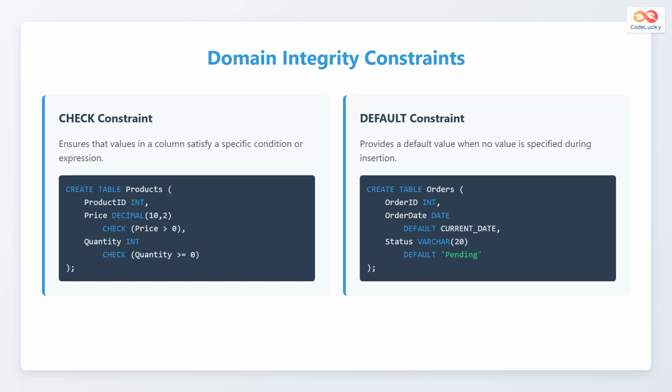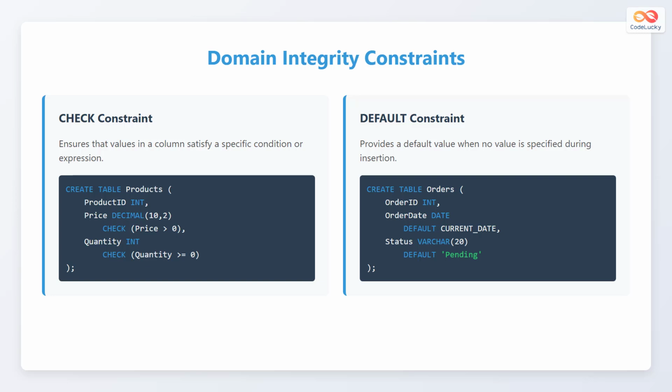Create table products with product ID of integer type, price of decimal type with length 10 and 2 decimal digits after the decimal, with a check that price should be greater than 0, and quantity of integer type with a check that quantity should be greater than or equal to 0.